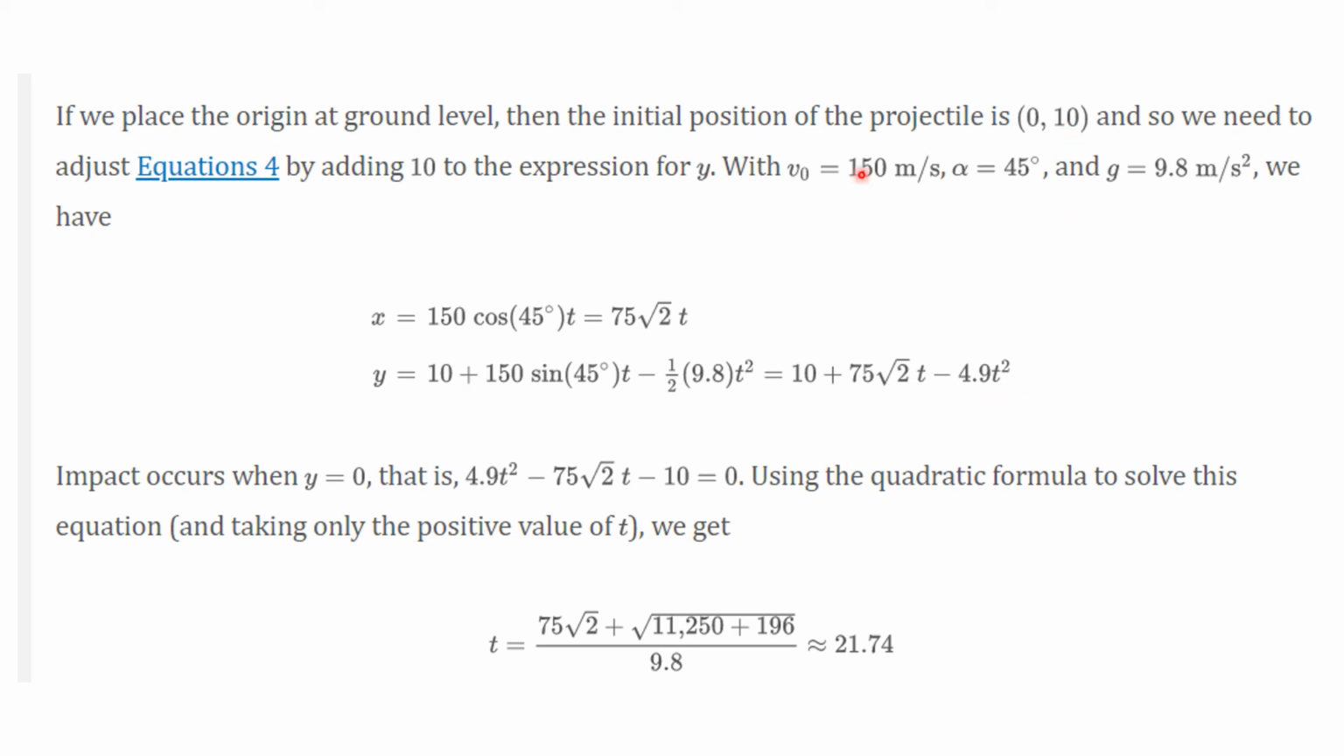Now impact happens when y is equal to 0. So we set y equal to 0, and you have to use the quadratic formula, and I would expect you to be able to do that and solve the equation. You're only taking the positive value of t because time in our world can't be negative, and so we get this. It's approximately almost 22 seconds. This is what it is rounded to the nearest hundredth.